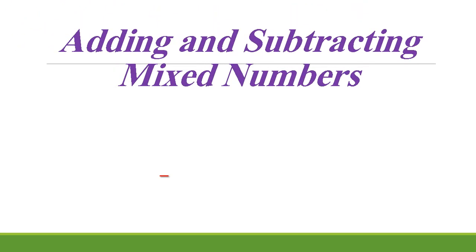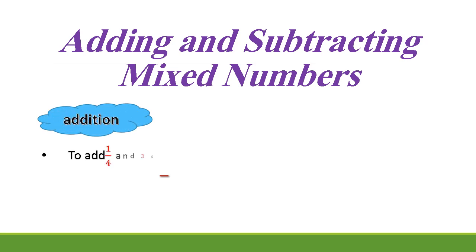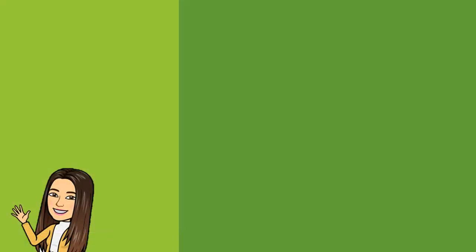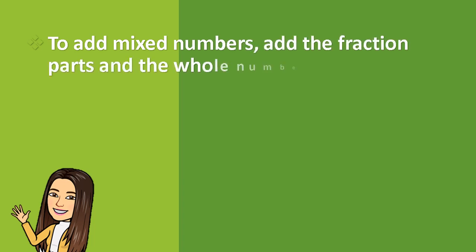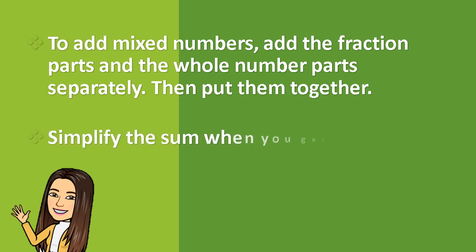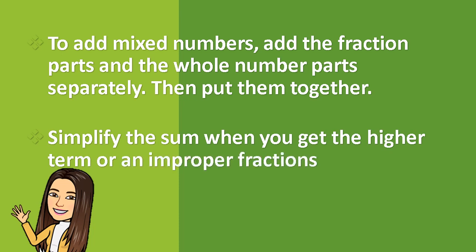Now, since we are talking about addition and subtraction of mixed numbers, let's focus first on addition. To add 1/4 and 3, simply combine 3 and 1/4 and write it as a mixed number, 3 and 1/4. To add mixed numbers, add the fraction parts and the whole number parts separately, then put them together. Simplify the sum when you get a higher term or an improper fraction.